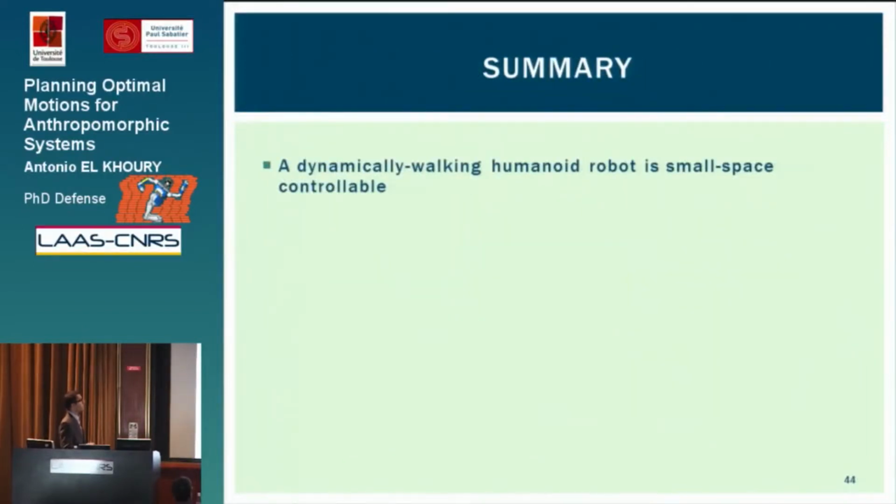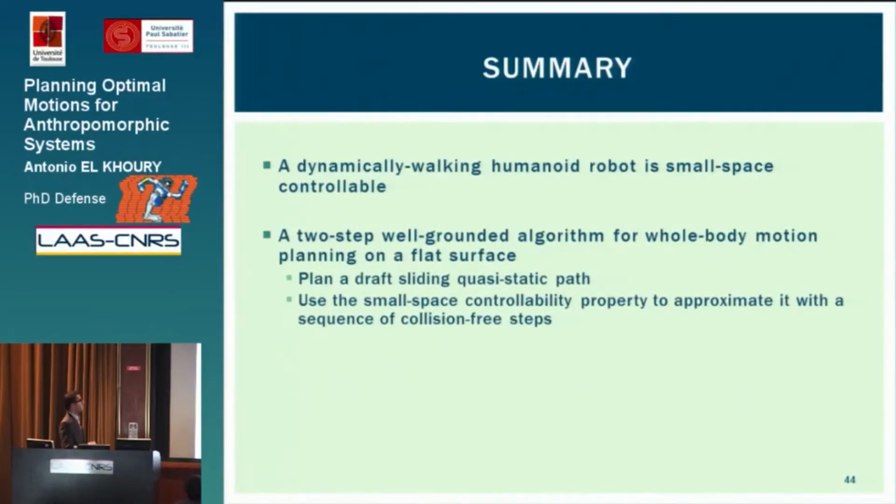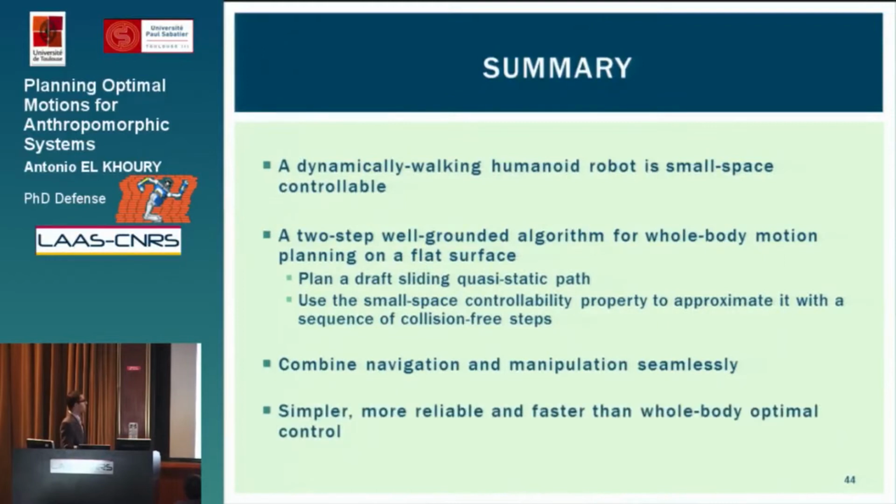So in summary, we have proved that a dynamically walking humanoid robot is small space controllable. And this has allowed us to, again, devise the decoupled approach where we first plan a draft sliding quasi-statically feasible path. And then we rely on this small space controllability property to approximate it with a sequence of collision-free steps. And one interesting point is that it allows us to combine navigation and manipulation seamlessly. And when we compare it to the approach that we used in the second part, this approach is much simpler, in my opinion. It's more reliable by experience, and it's faster than whole-body optimal control.